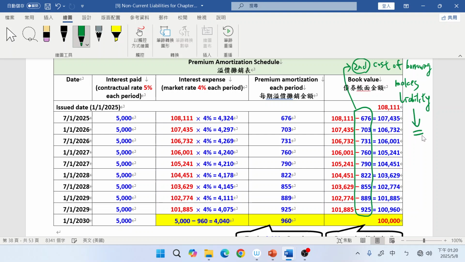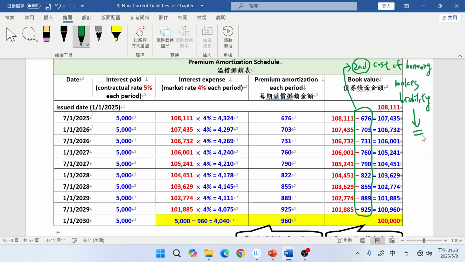Okay, so remember, our focus is on the second cost of borrowing. Your second cost of borrowing will affect your liabilities. So issue at premium, 溢价发行, your second cost of borrowing will make your liabilities decrease over years. In the end, don't forget, what's our liabilities at the maturity date? Always your promise. So what's your promise? Principal. Don't forget this.